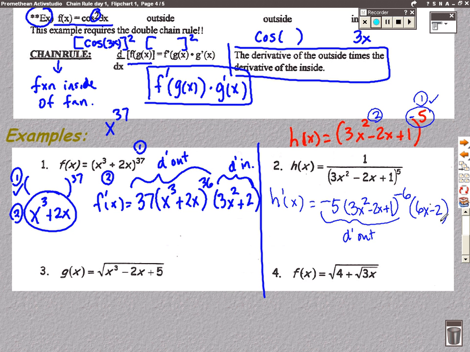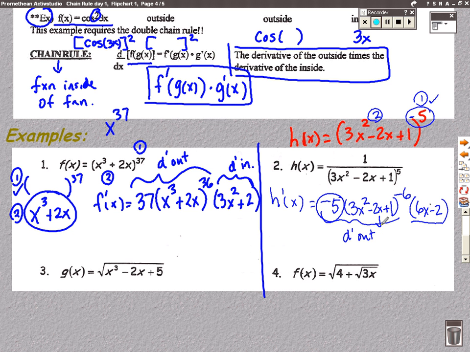And again, now what we could do here, I don't have a whole lot of space, but the only thing I would do in terms of cleaning is I would leave the negative 5 in the numerator, I would leave the 6x minus 2 in the numerator, and I would move this trinomial to the denominator and make the power positive. But that's not a real big deal.